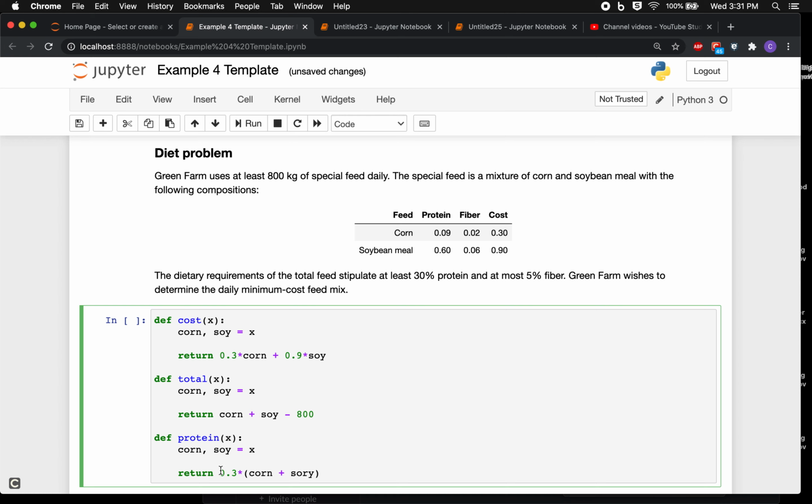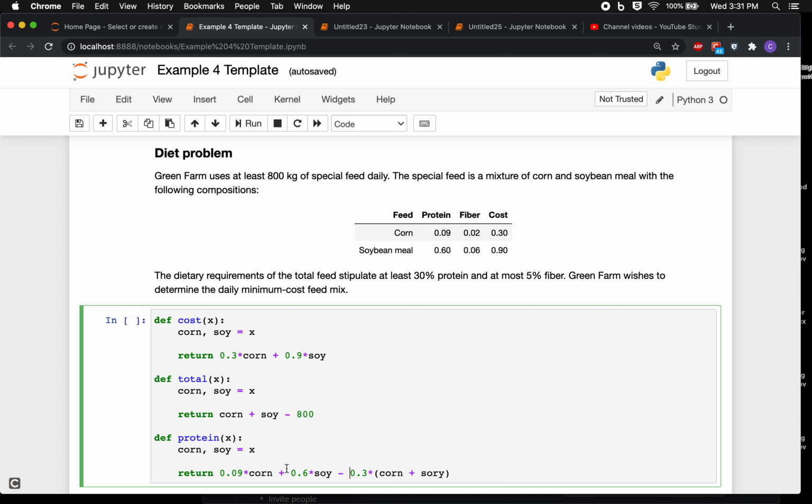So when we take the mixture of it, we know that for every kilogram of corn, we're adding 90 grams of protein, plus 60 grams of protein, or 600 grams of protein for the soy part. So what we're saying here is this corn is contributing 0.9 protein, soy is contributing 0.6 kilograms of protein. This is per kilogram of corn and soy.